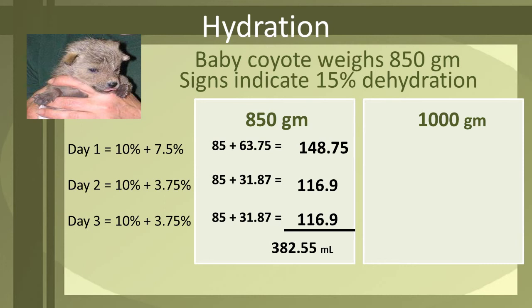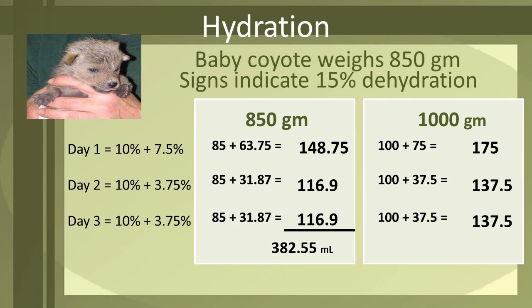When calculated by the proper weight, the first day he gets 10% plus 7.5%, and he gets 175 milliliters of fluid. Day 2, he would get his 10% plus 1/4 of what he's missing. And we repeat that again on the third day. In 3 days, he gets 450 milliliters of fluid. That's almost 65 milliliters short. That's equal to you not giving him any rehydration fluid the first day at all. That's a huge difference.